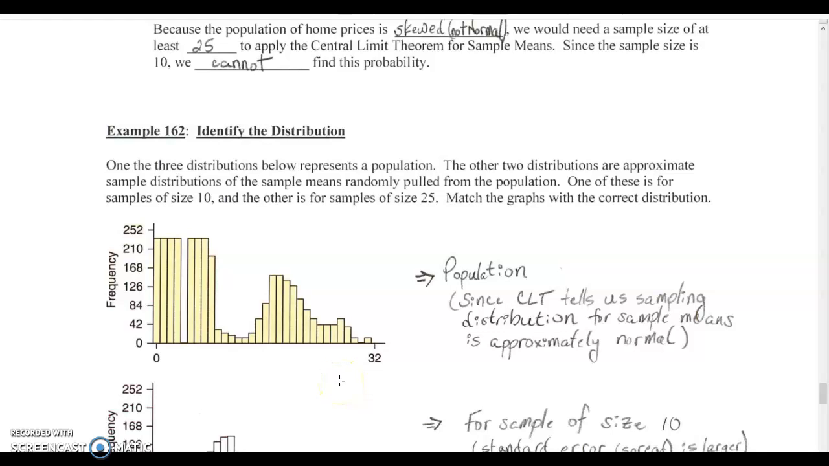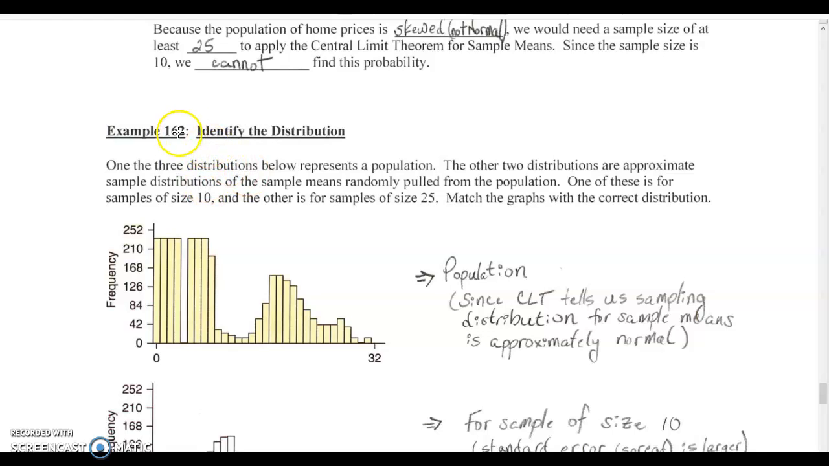Hey everyone, welcome back to our statistics class notes here in section 9.2, and we're about a fourth of the way down page 142, looking at a new example where we continue to dive into understanding the central limit theorem for sample means.